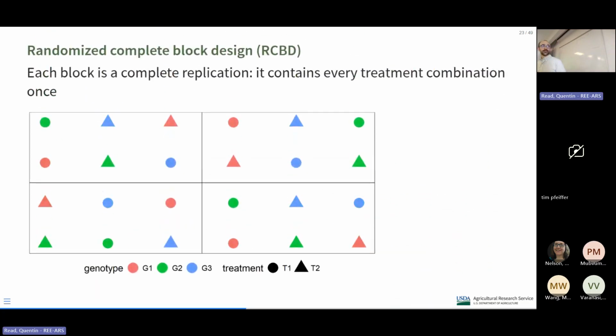So they didn't have any other text there, but the randomization is constrained. Within each block, it is random which one of those 6 plots got each of the treatments, but we've constrained the randomization so that it's exactly balanced and there's exactly one of each treatment combination in each rep.